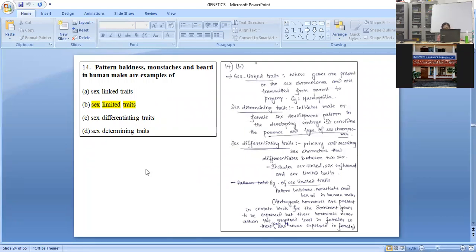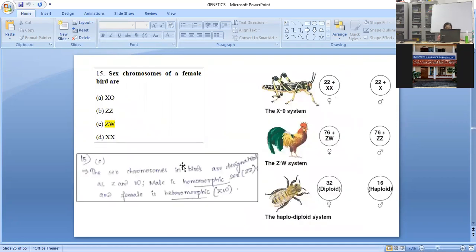Okay, so here I have also provided some explanation to the different categories: sex-linked, sex-determining, sex-differentiating traits. These can be helpful to the students if we are trying to explain what the difference is.